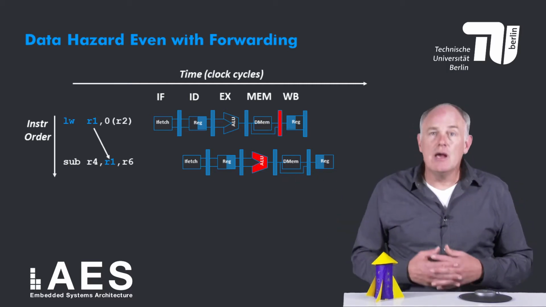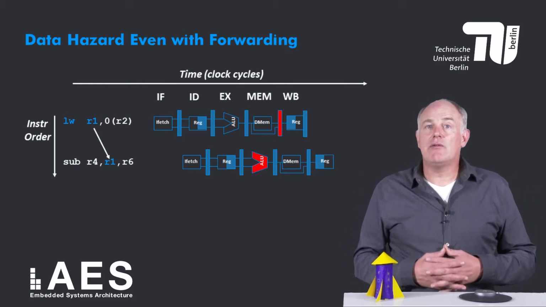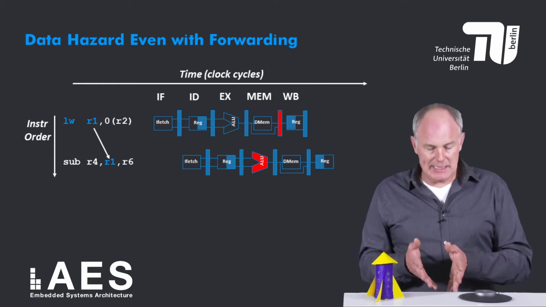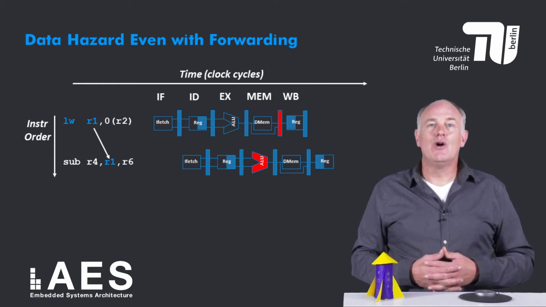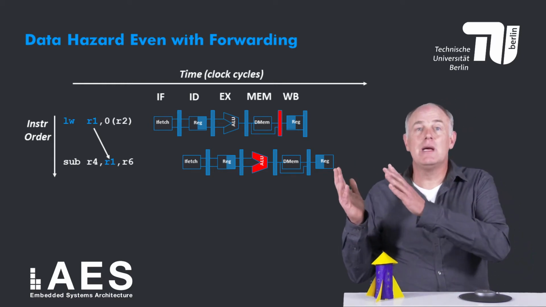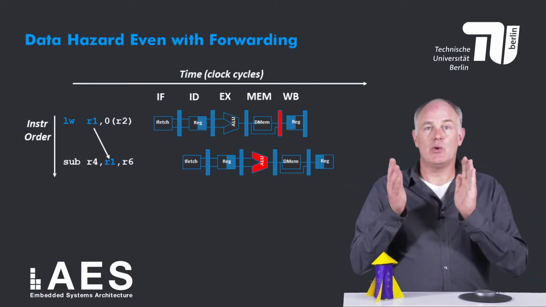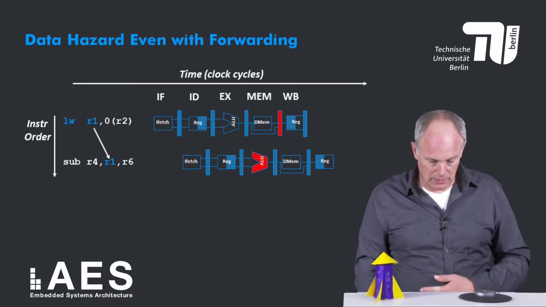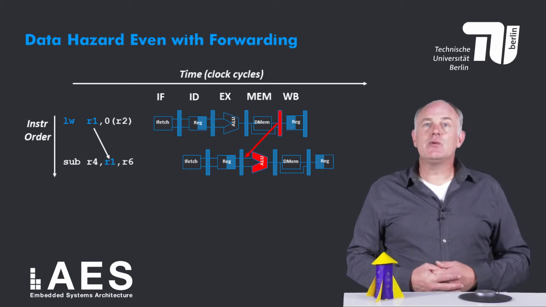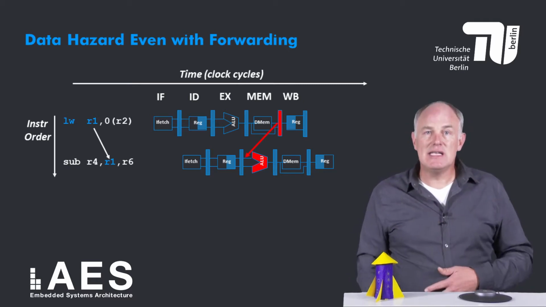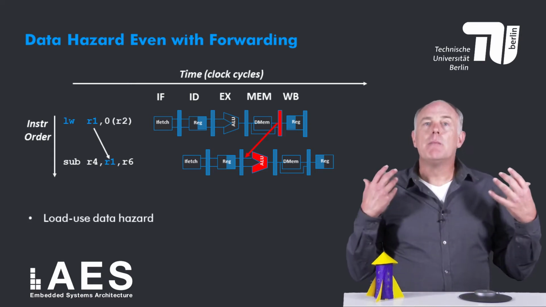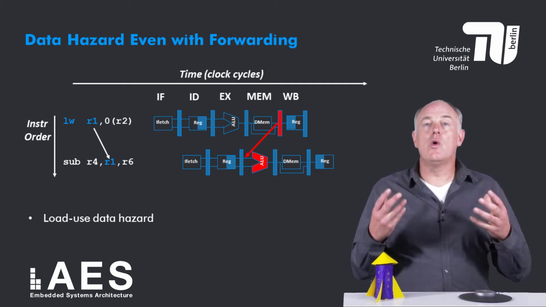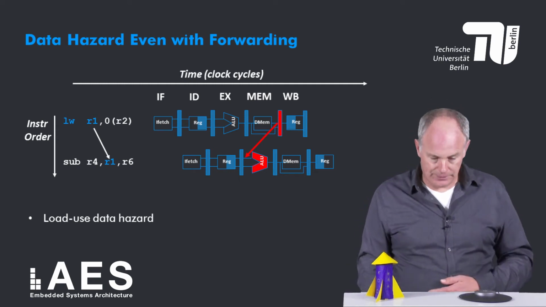It is needed by this ALU, however, at the beginning of that same cycle, the fourth clock cycle, as highlighted here. Unfortunately, we cannot forward back in time. So in this case, forwarding cannot come to the rescue. Such a situation, where a load instruction is immediately followed by an instruction that uses the data loaded, is called a load use data hazard.